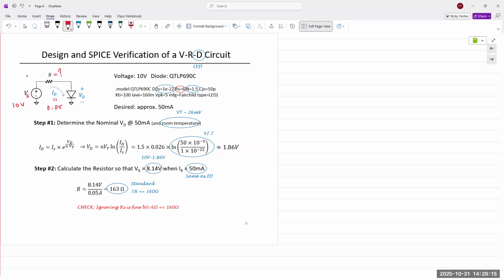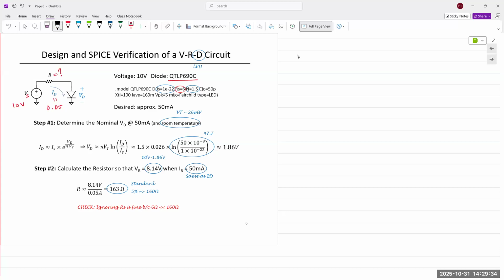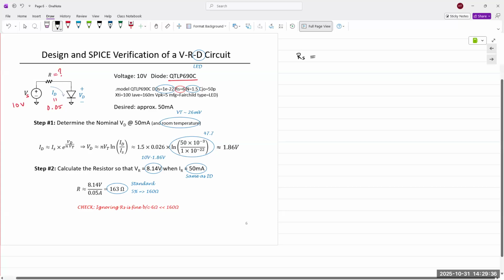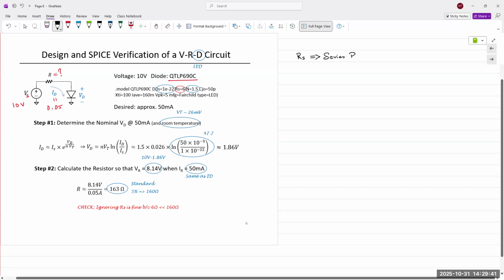Right. Diode model is given, and from that model, we can find its values. We have IS, saturation current, RS, and N. Okay. N is 1.5. RS is the series resistance of the diode.